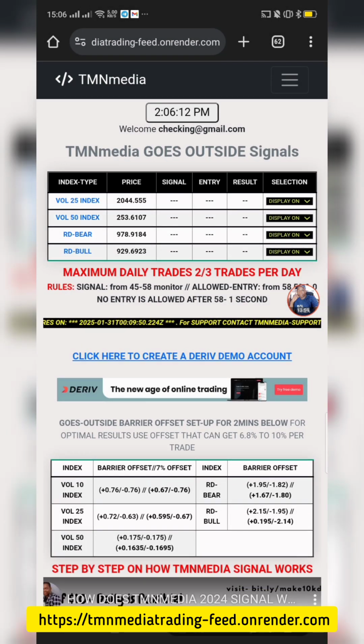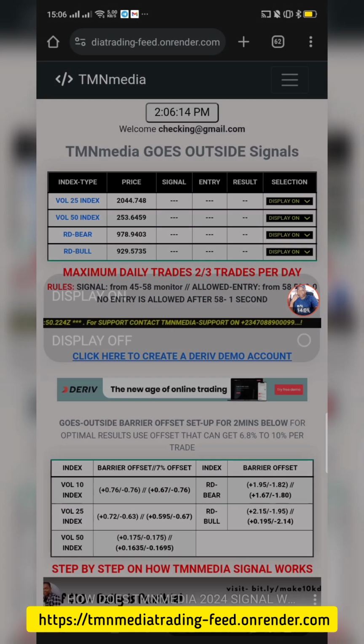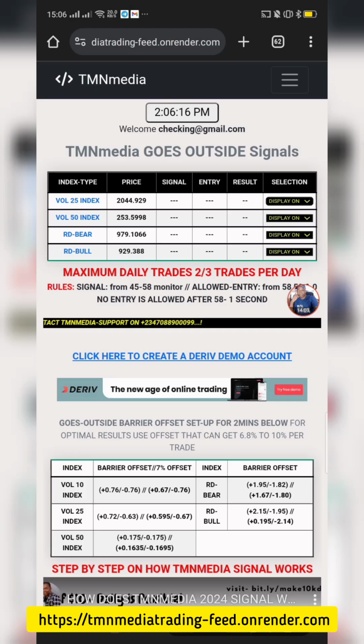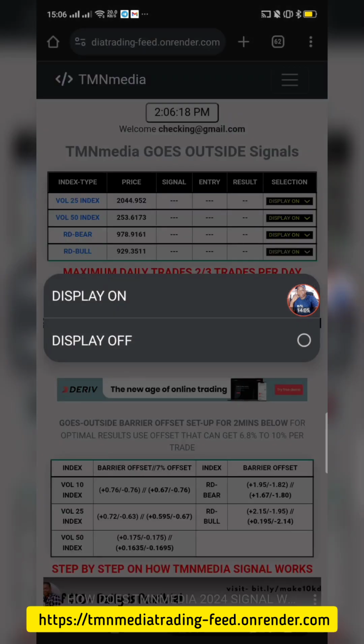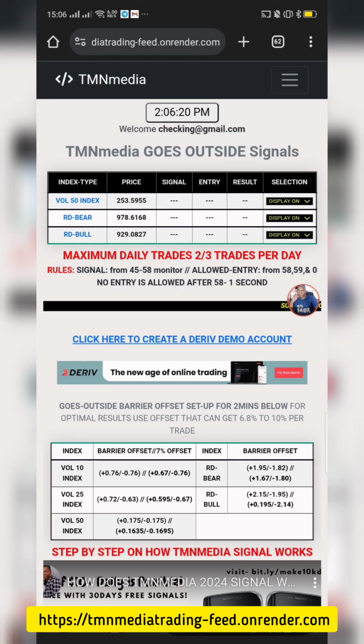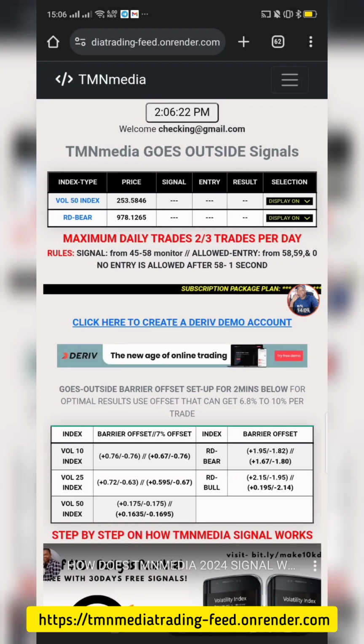For instance, I only want maybe 2. Let's say I want 50 and RD bear, for instance. I can remove all the others. Okay, I've removed all the others, so I only have 2 I'm focusing on.